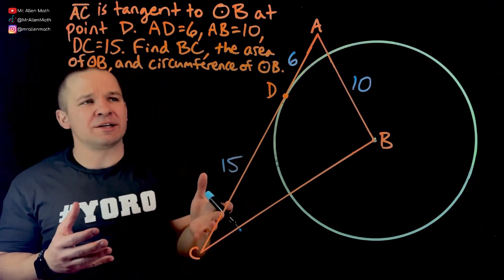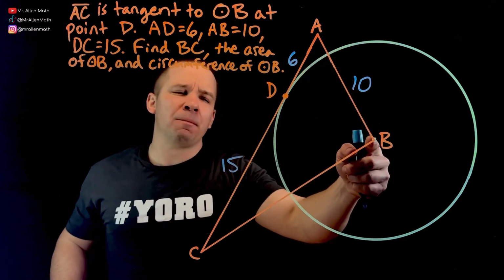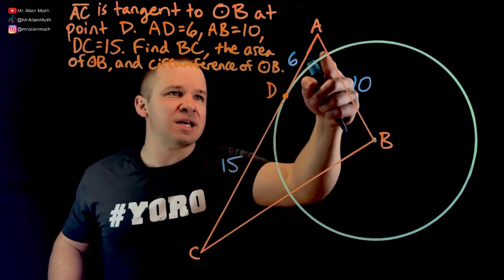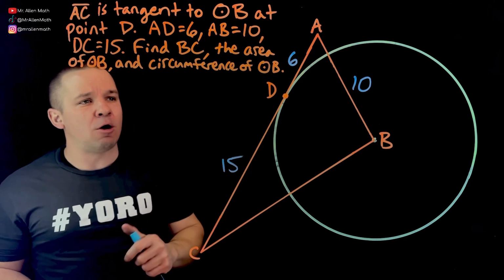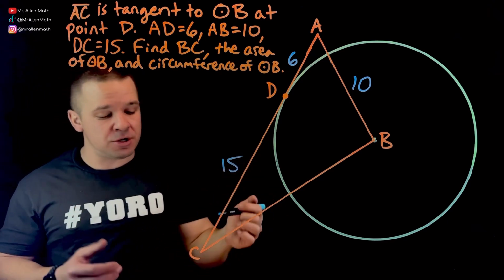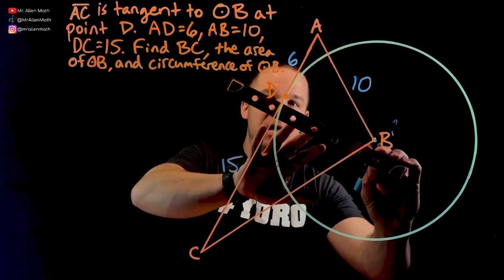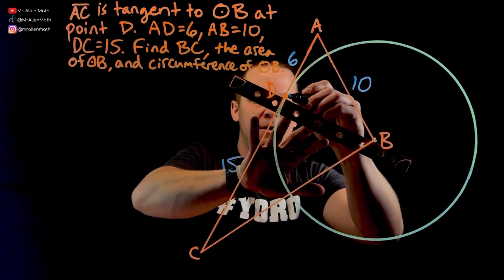Well, I don't even have a radius. Well, I guess I have a radius right here, right? But that's not 10 because it includes that little part right there as well. So perhaps I need to draw a radius in, and I'm going to do so between points B and D. And there's a reason why, all right?